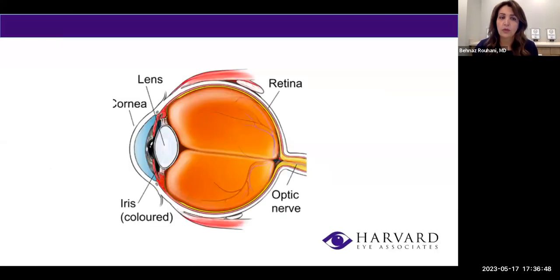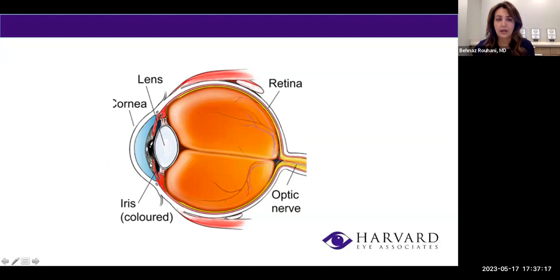Just to walk you over the anatomy of the eye, which is very important to understand what cataract surgery involves, and what the cornea is. As you can see, the very clear layer at the very front part of the eye is the cornea, which I like to refer to as the window to the eye. It should be a clear tissue that lets the light get in.